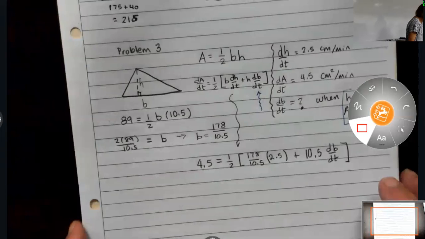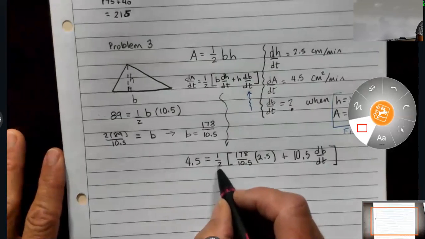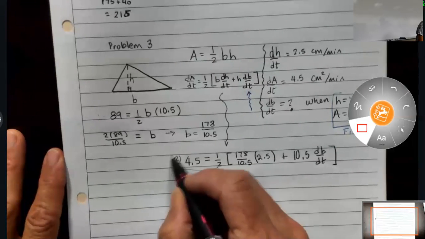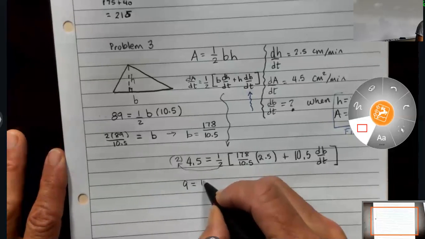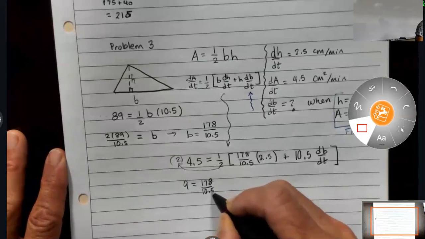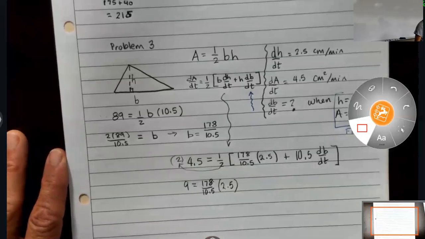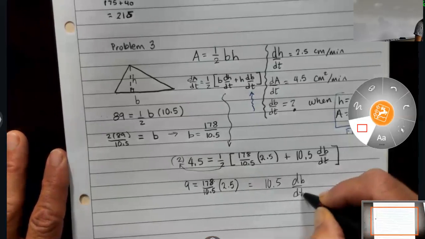Anybody getting seasick yet? Okay, so I got to pull that dB/dt out of there. Let's get rid of this 2 by multiplying the 4.5 by 2, and we get 9. All right, move that over here. So I have 9 is equal to this number, 178 divided by 10.5 times 2.5 is equal to 10.5 times dB/dt.